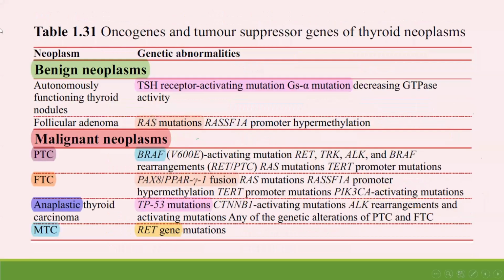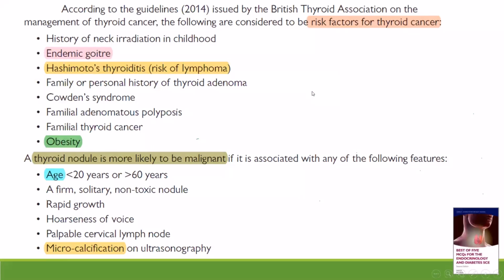And these are the oncogenes and tumor suppressor genes which you need to memorize. Papillary thyroid cancer: BRAF gene. Follicular thyroid cancer: PAX8-PPAR gamma-1 fusion and RAS mutation. Anaplastic: TP53. Medullary thyroid carcinoma: RET proto-oncogene. And don't forget that follicular adenoma is RAS mutation, and toxic adenoma is TSH receptor activating mutation and Gs alpha mutation. And these are the risk factors for thyroid cancer.